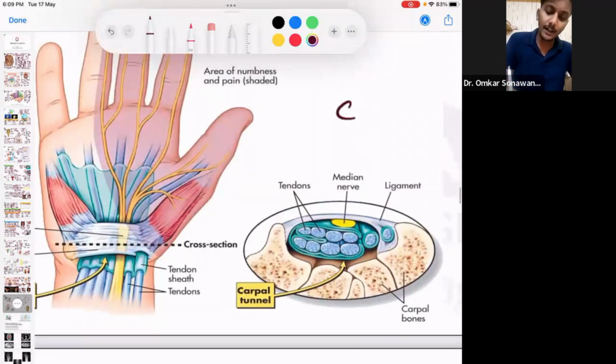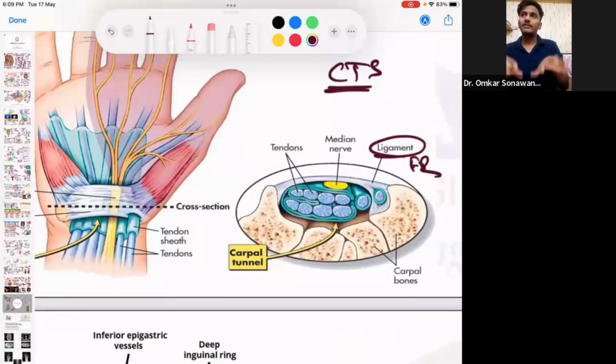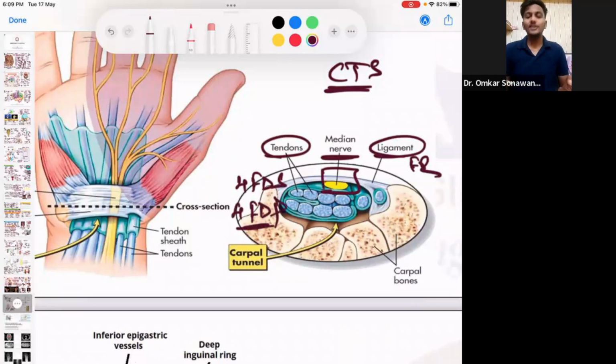Then if I talk about carpal tunnel syndrome first, here you can see the carpal tunnel which is beneath the flexor retinaculum. This is the flexor retinaculum. Beneath it you can see multiple structures passing through the carpal tunnel. The nerve which passes is the median nerve. Then there are 8 tendons in total: 4 tendons of flexor digitorum superficialis and 4 tendons of flexor digitorum profundus. कोई दिक्कत नहीं है इसमें. Please remember how many tendons pass: 8 tendons in total, 4 of FDS and 4 of FDP. And which nerve? Median nerve.